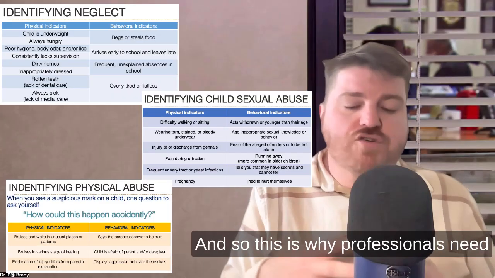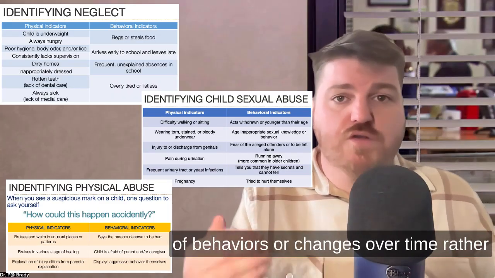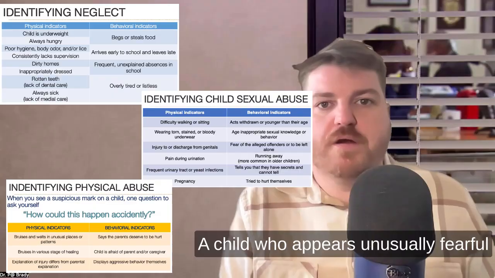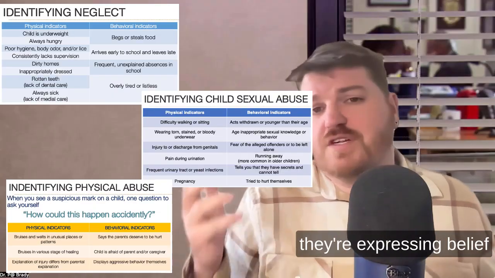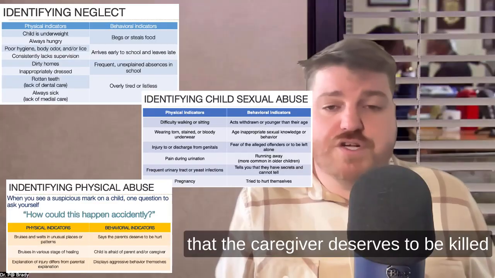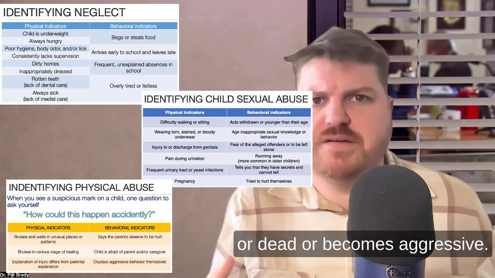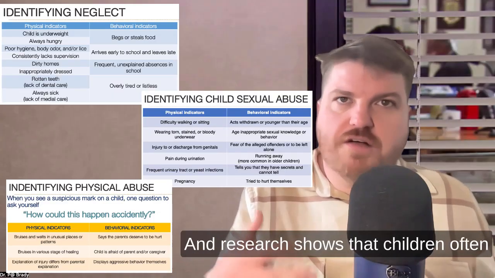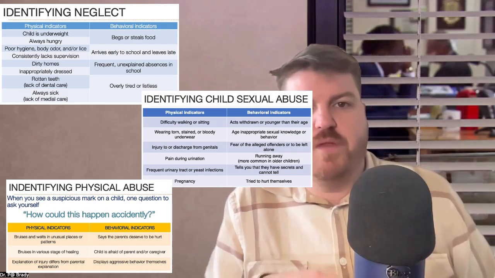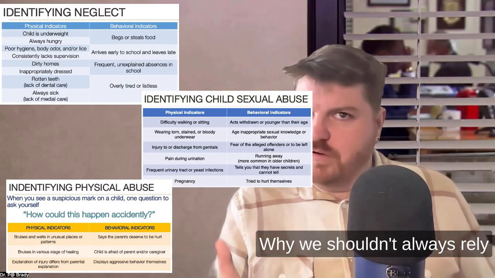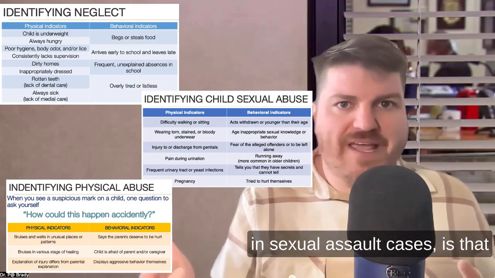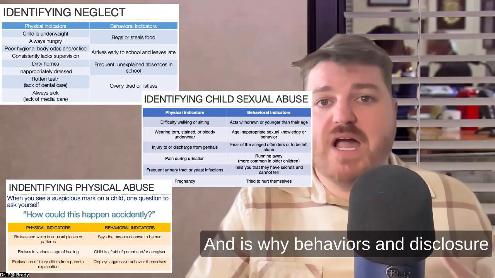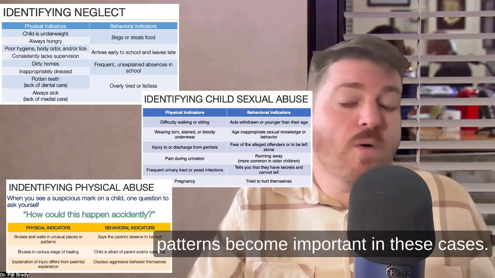And so this is why professionals need to be looking for clusters of behaviors or changes over time rather than a single isolated symptom. A child who appears unusually fearful of a caregiver, or is expressing belief that the caregiver deserves to be killed or dead, or becomes aggressive, those may be signs of chronic stress exposure. And research shows that children often model environments they experience. Additionally, we shouldn't always rely on visible injuries, particularly in sexual assault cases, because physical injuries aren't always obvious or they don't always show up. And that is why behaviors and disclosure patterns become important in these cases.